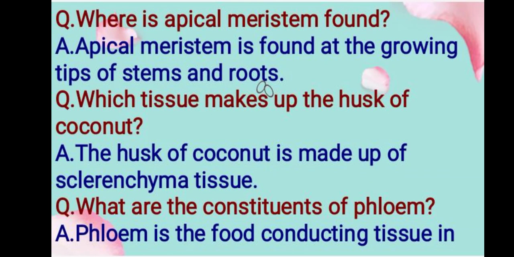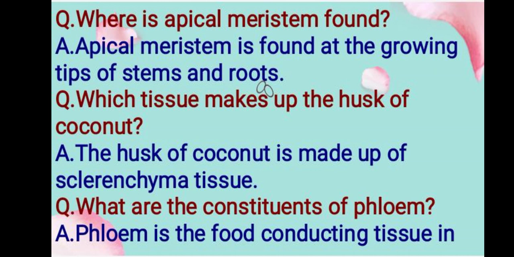Where is apical meristem found? Now, by this time, you all know that apical meristem is found at the growing tips of stems and roots of the plant. Another question here is, which tissue makes up the husk of coconut? The husk of coconut is made of sclerenchyma tissue.